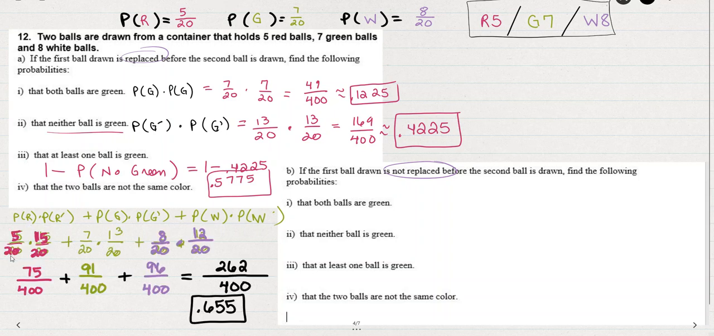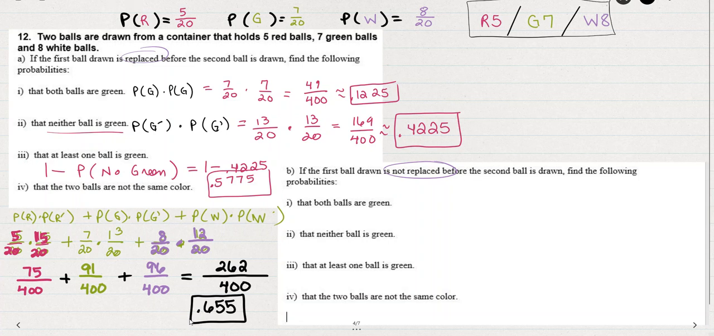So we've got the probability of red times not red is 5 over 20 times 15 over 20, which is 75 400ths. Green times not green, 7 over 20, 13 over 20 gives us 91. Probability of white and not white, 8 over 20 and 12 over 20 multiplied gives us 96 out of 400. And when I add those up, I'm going to get 262 as the numerator, and then the denominator stays the same. Feel free to use your scientific calculator to do those fractions if you're struggling with that at all. But when I divide this, I get 65.5% or 0.655.